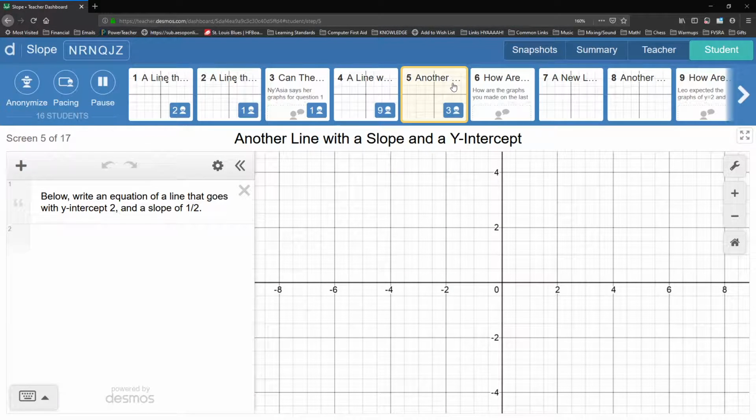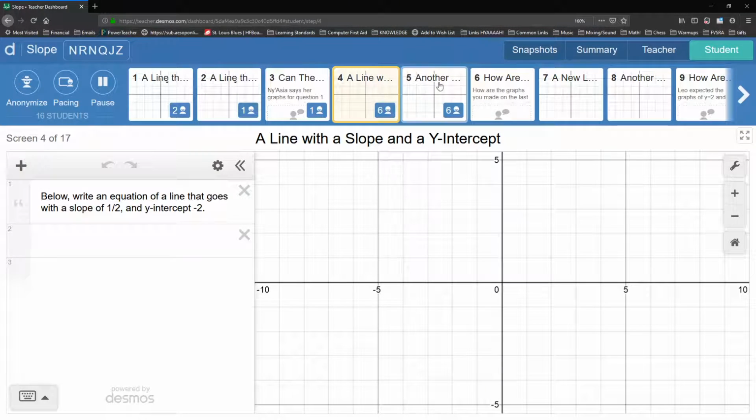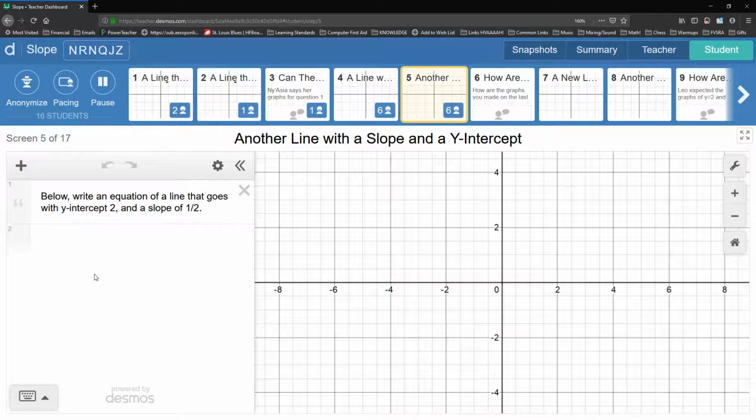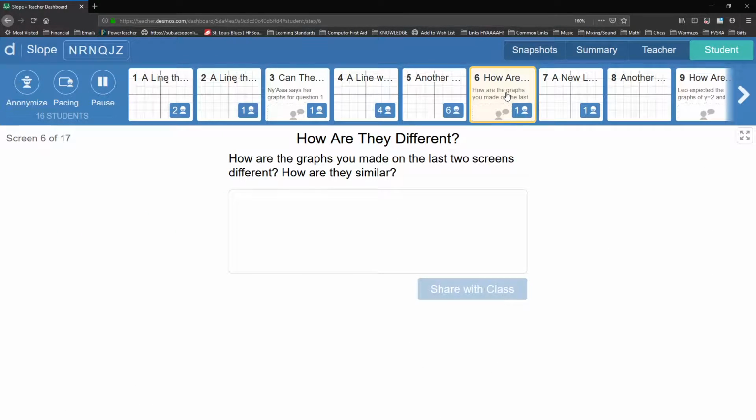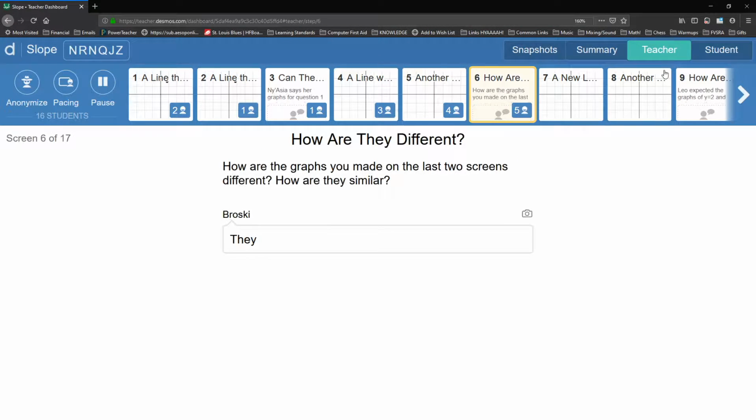Check out 5. It says another line with a slope and a y-intercept below. Write an equation with a y-intercept of 2 and a slope of a half. So before it was y-intercept at minus 2, slope of a half. This one's saying y-intercept at 2, slope of a half. How do they differ? That's the next slide, number 6. How are those two graphs different? After you do it, share with the class what you said. The y-intercept was a negative before.